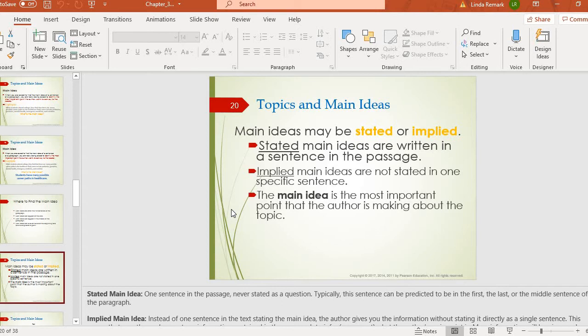They can give you clues. They can give you details. And then as a reader, you put it into your own words. The key thing is that a main idea is never a sentence fragment, it's never a question. It's always a complete sentence. So main ideas are not questions. They are complete sentences, and it's the most important point the author is making about the topic.